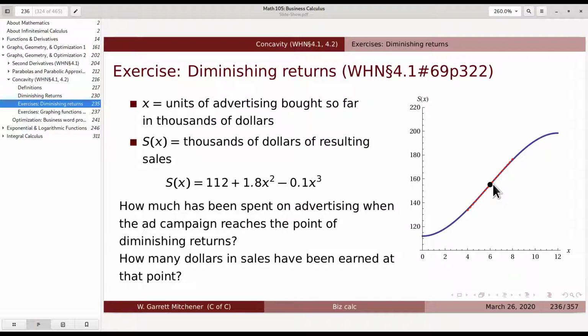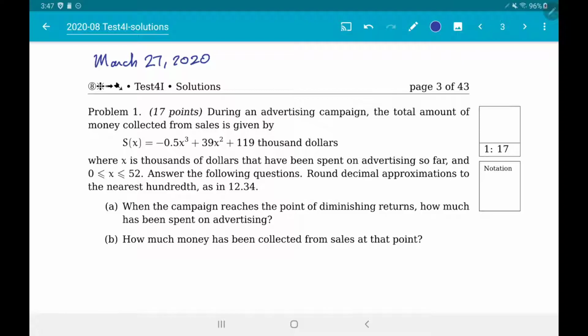This was the exercise that we worked in class. I'm going to work a different exercise now. This is a problem that appeared on a test in a previous semester.